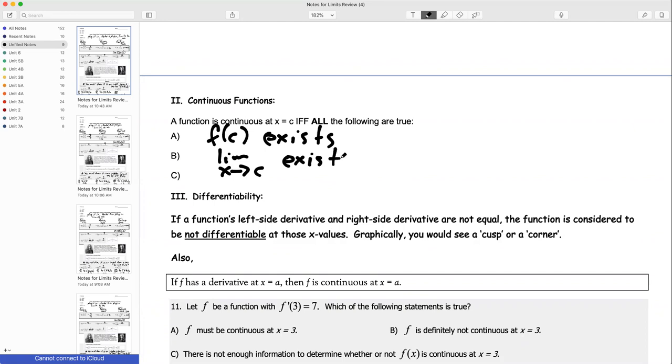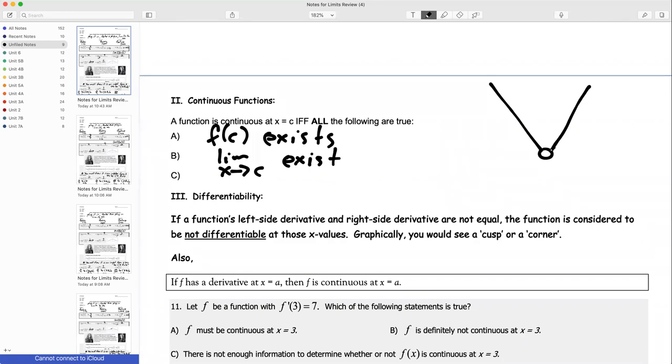Is the other one both sides? That's when they both equal each other, from the left and right. That's what I said. Okay. So at the hole here, the point does not exist. So that would fail part one of the continuity test.